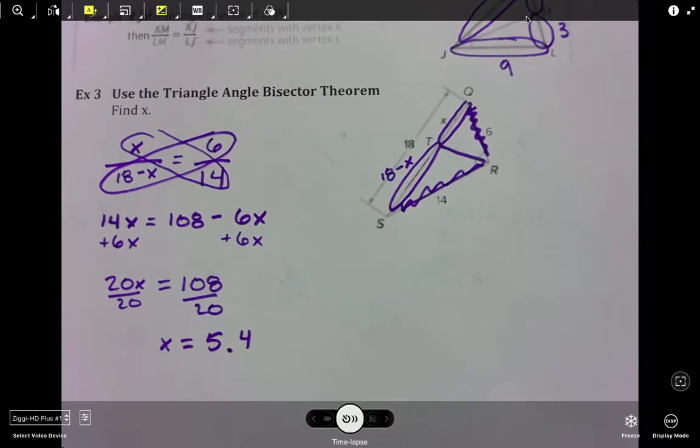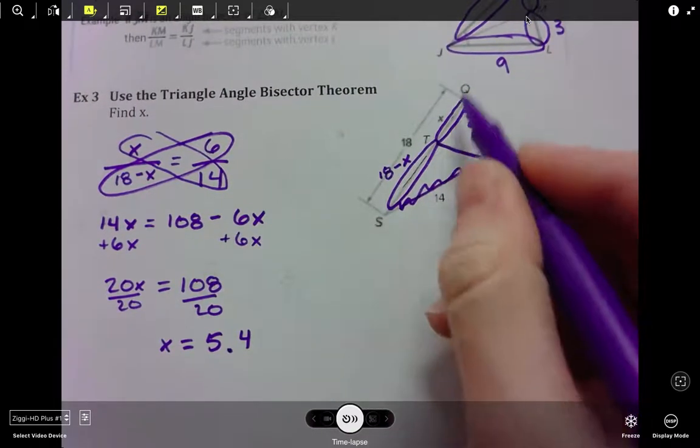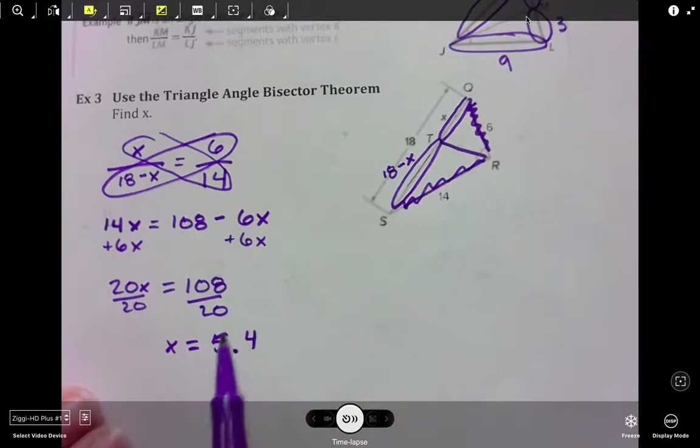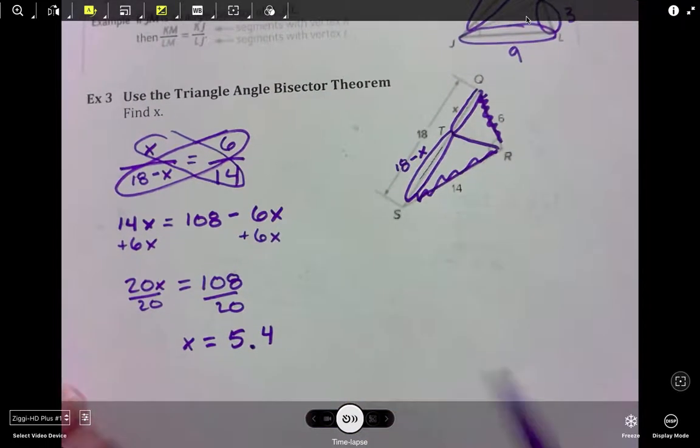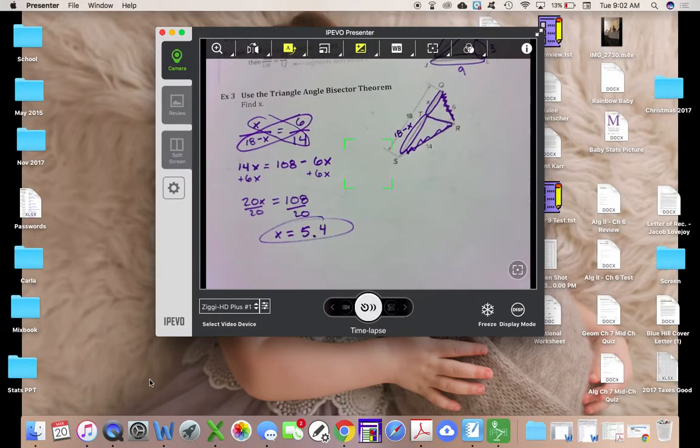All right, perfect. There we go. Find x, that's all we needed to find. If we needed to find one of the other lengths, we would plug it back in. So make sure you're actually finding x and not another length. There you go.